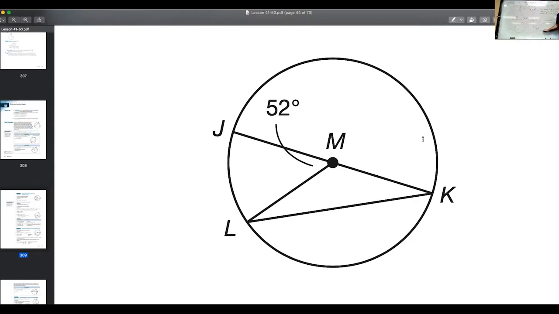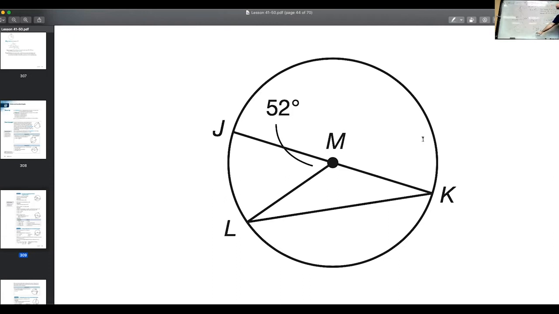So this angle K is an inscribed angle, so its measure is going to be half of its intercepted arc, which is 52. So this is going to be 26. Then this all has to equal 180. So 128 plus 26 is 154, so this is going to be 26 degrees.